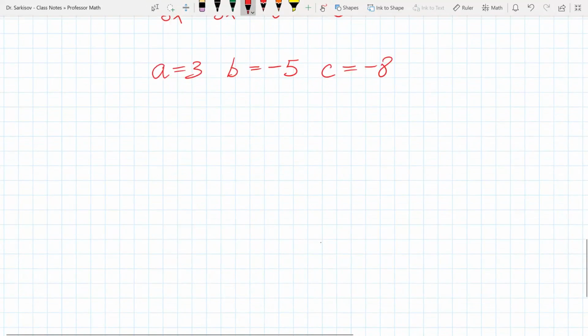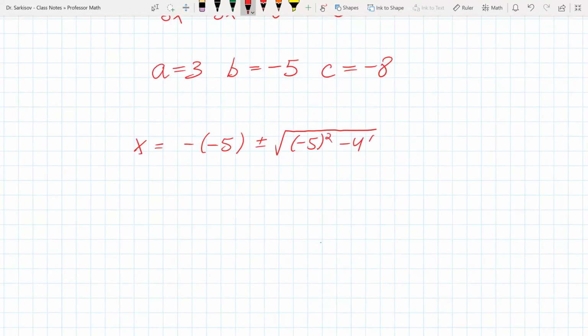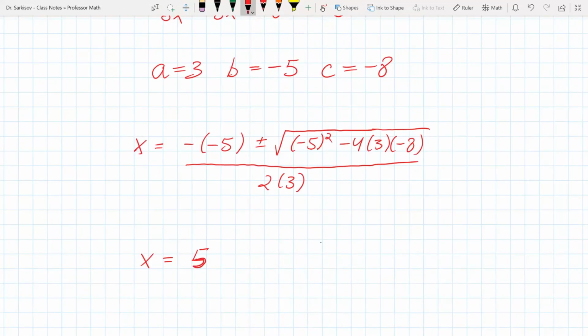So x is equal to negative b, negative 5, plus or minus the square root of b squared, negative 5 squared, minus 4 times a, which is 3, and c, which is negative 8, and all that over 2 times a, 2 times 3. Okay, so x is equal to negative of negative 5 is plus 5, plus or minus the square root of what? That's 25 right there, negative 5 squared, still positive because negative times negative is positive. And what's minus 4 times 3 times negative 8? That's 12 times 8, so that's 96 if I'm doing it correctly. And so adding 96. Okay? So we have that, and then all over 6, right?